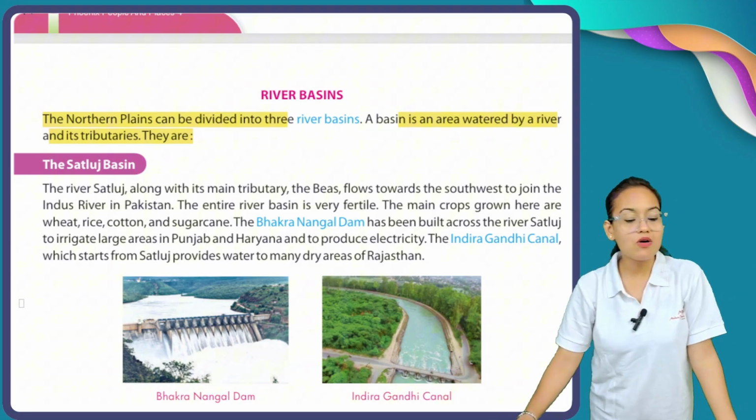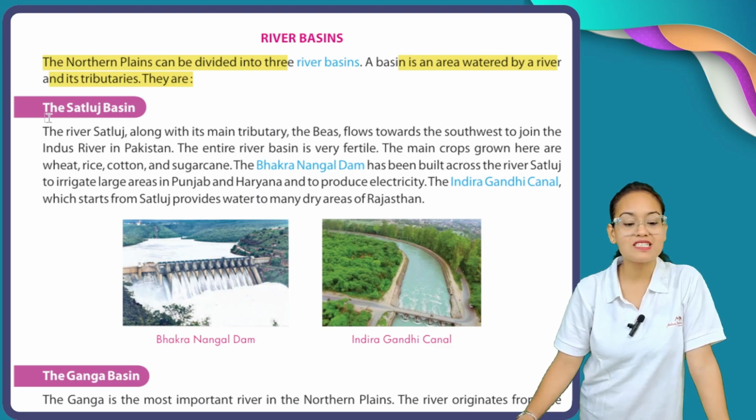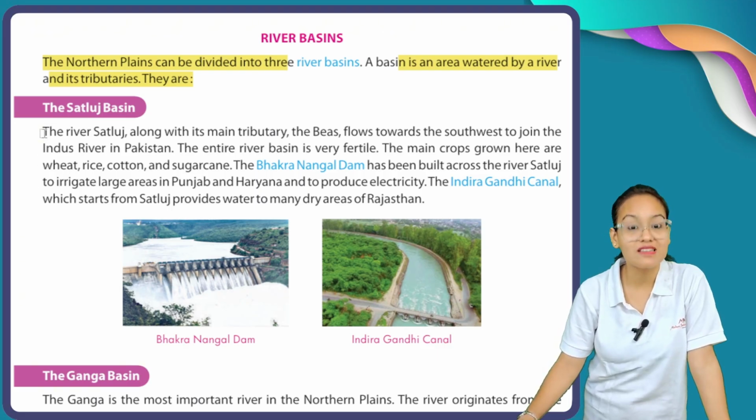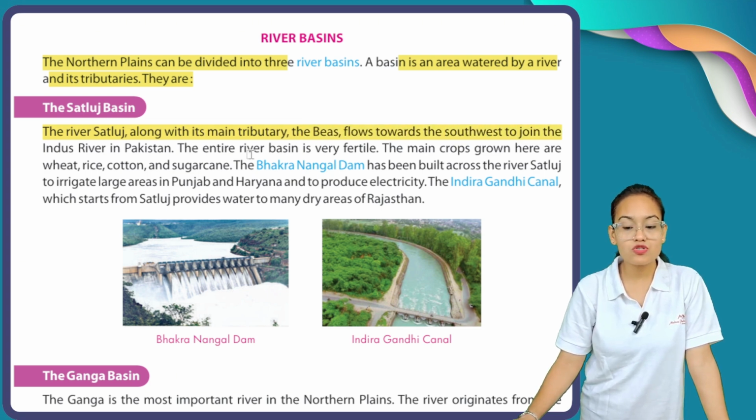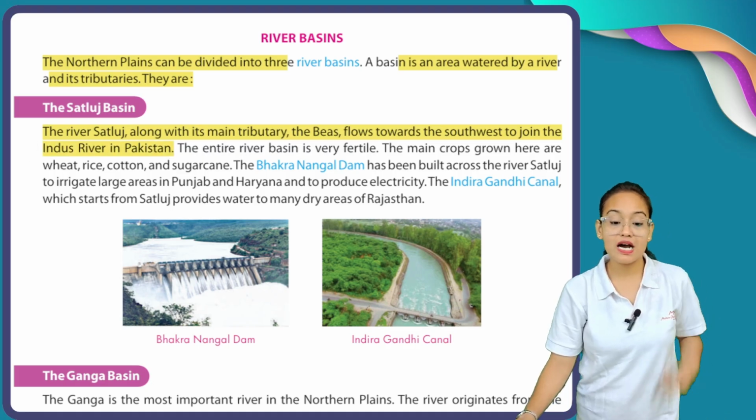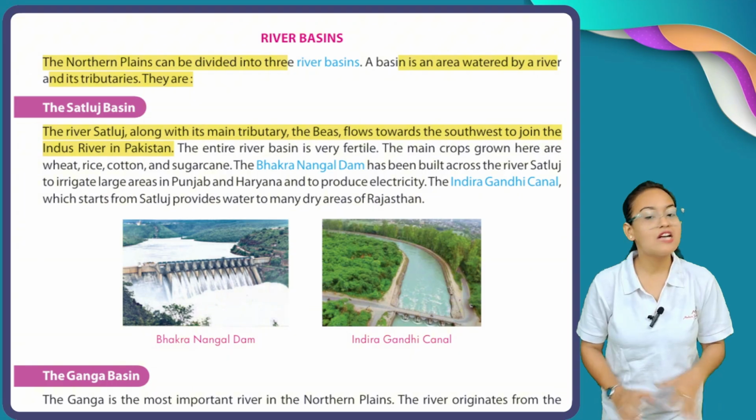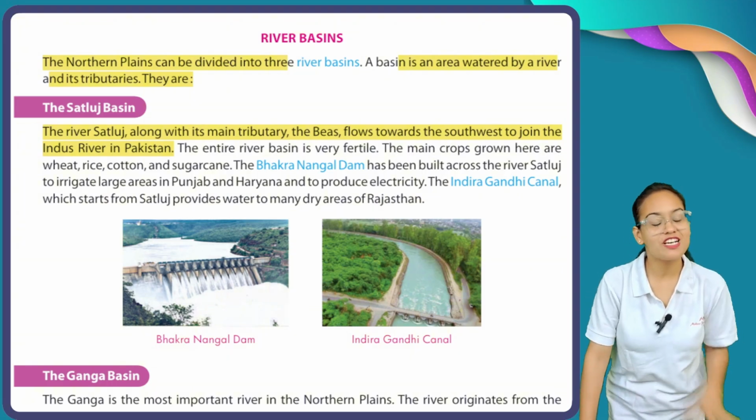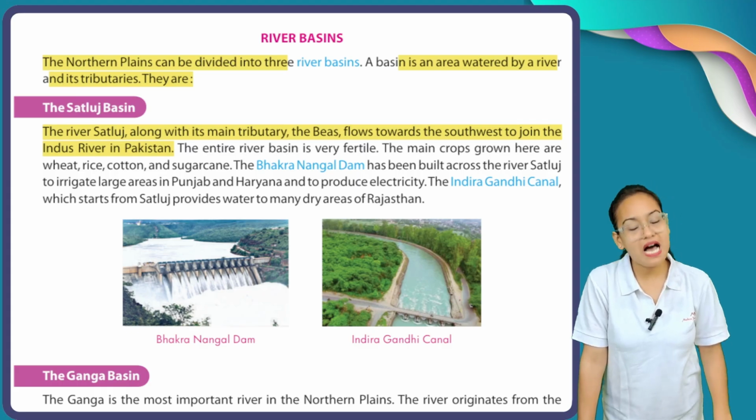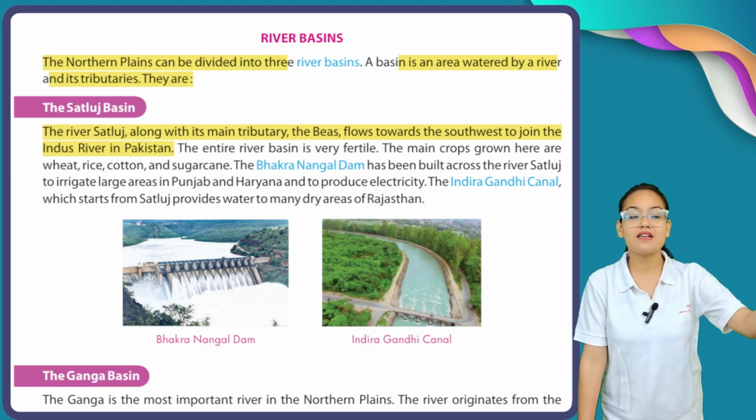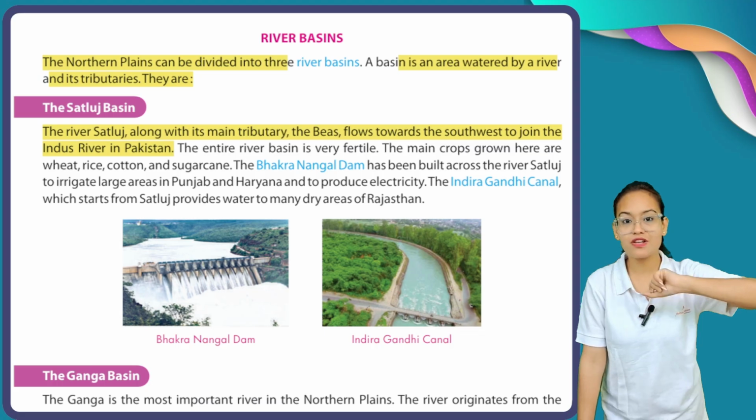The first river basin is your Satluj basin. The river Satluj, along with its main tributary, the Beas, flows towards the southwest to join the Indus River in Pakistan. Now see, do you know the meaning of tributary? Tributary means the main river is the main source of water. After some time it spreads into narrow strips of rivers, and those narrow strips are called the tributaries of the river.